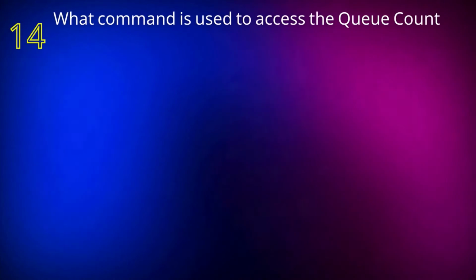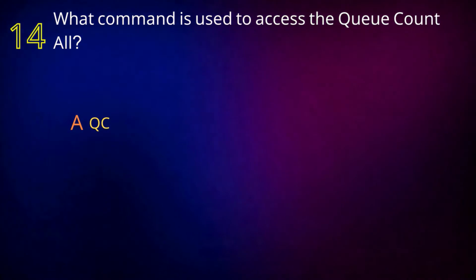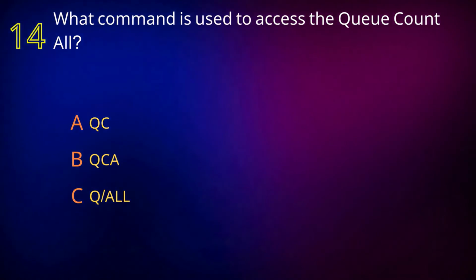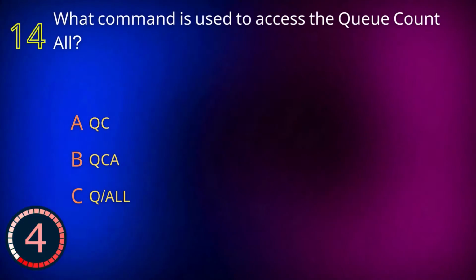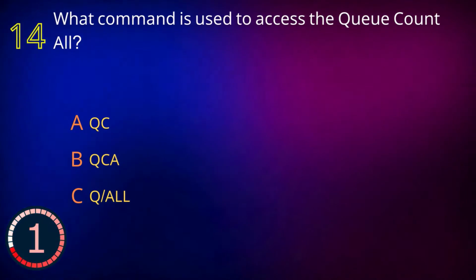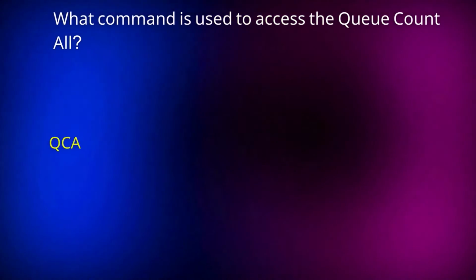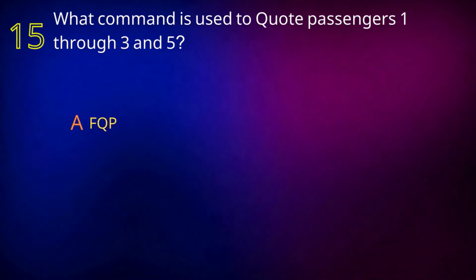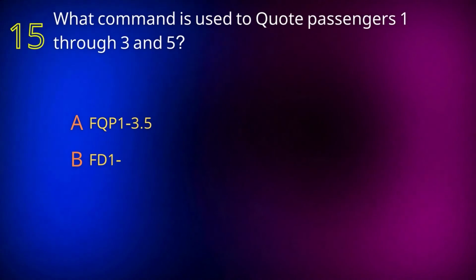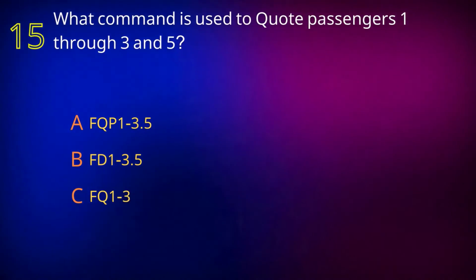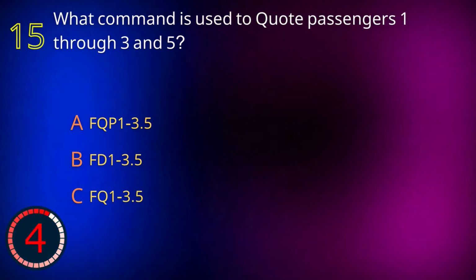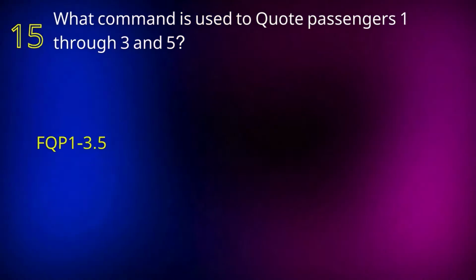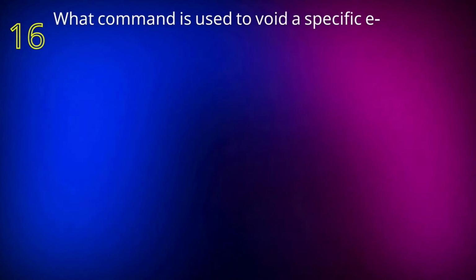What command is used to access the queue count all? What command is used to quote passengers 1 through 3 and 5? What command is used to void a specific e-ticket?